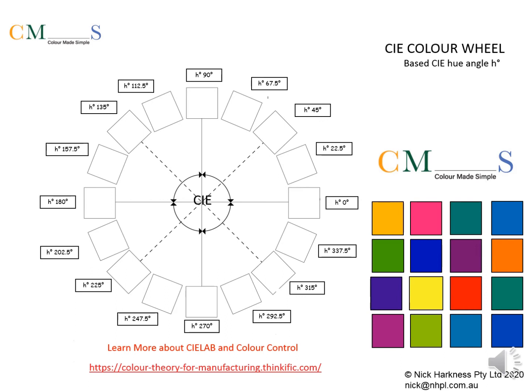The CIELAB axes are L star, lightness, a star, the red-green opponent axis, with positive a being red and negative a being green, and b star, the blue-yellow opponent axis, where negative b is blue and positive b is yellow.